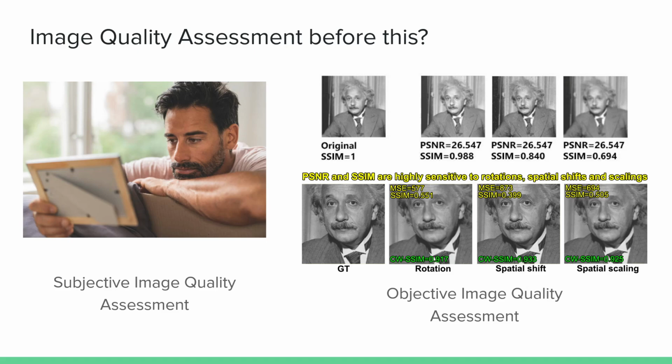The other main way of doing image quality assessment is objective image quality assessment, which is using computer algorithms to automatically predict the image quality. The two main ways of measuring that are peak signal to noise ratio and structural similarity index.